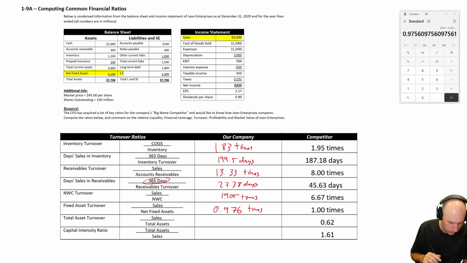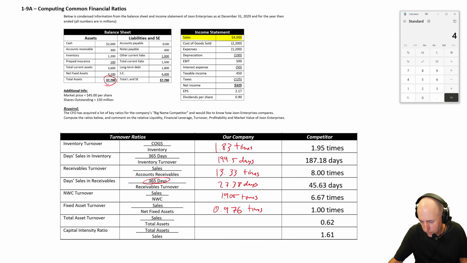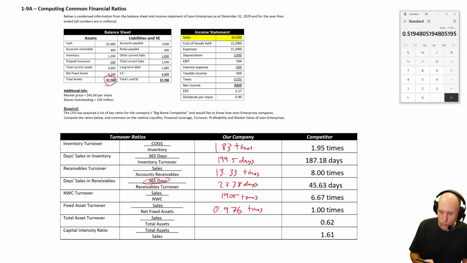Okay, let's keep going. Sales divided by total assets. Our sales are 4,000. Our total assets are 7,700. 4,000 divided by 7,700 is 0.519. For every dollar I have invested in assets, I generate 50 cents in sales. That's what we're learning here. And again, the competitor is doing marginally better.